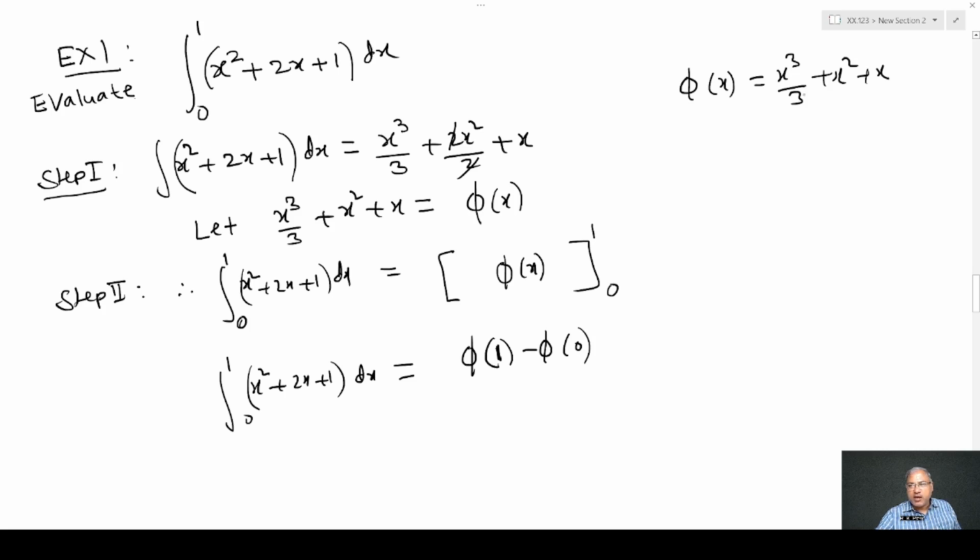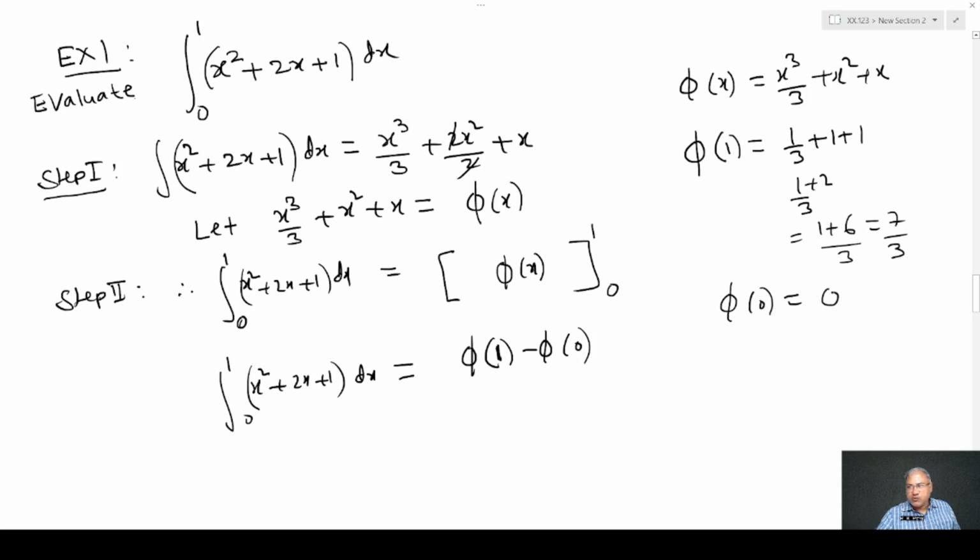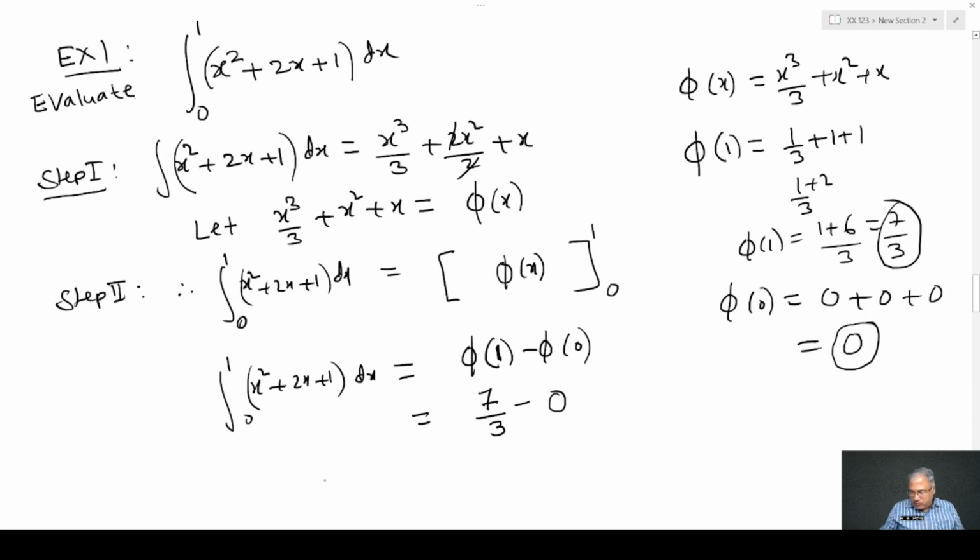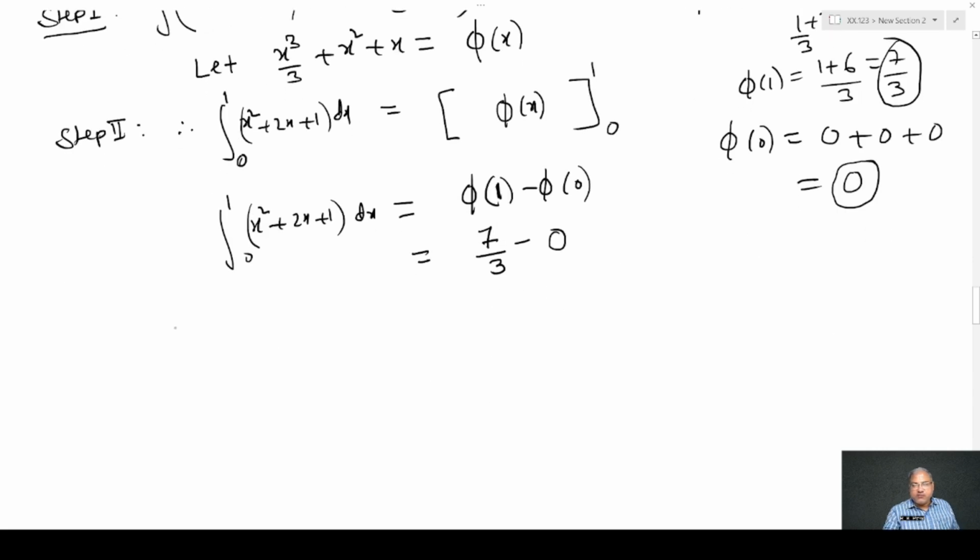We have phi of x equals x cube upon 3 plus x square plus x. Now the value of function phi of x at x equals 1. So phi of 1 equals 1 by 3 plus 1 plus 1, that is 1 by 3 plus 2, that is (1 plus 6) by 3 equals 7 upon 3. Similarly, phi of 0 equals 0 plus 0 plus 0 equals 0. Therefore, now we put the values. Phi of 1 is nothing but 7 upon 3. Phi of 0 is 0. Therefore, integration 0 to 1 x square plus 2x plus 1 with respect to x equals 7 upon 3.